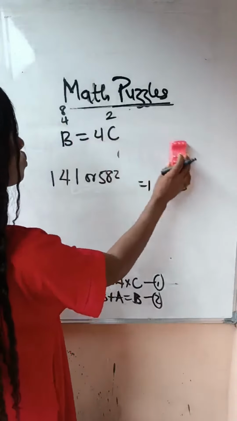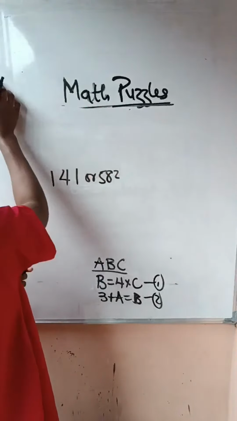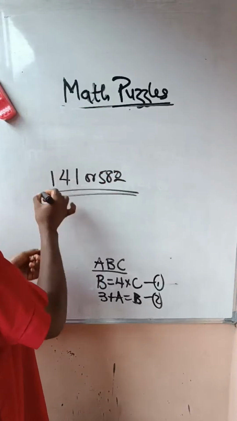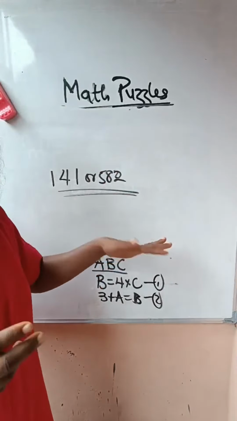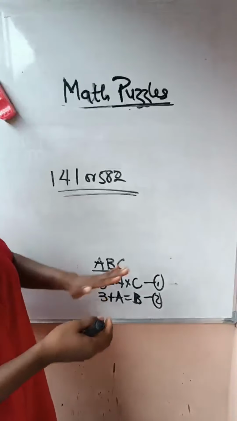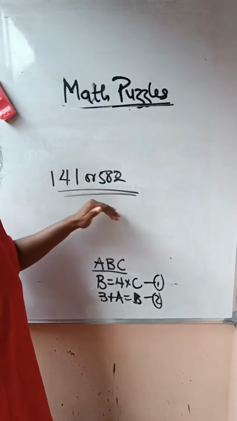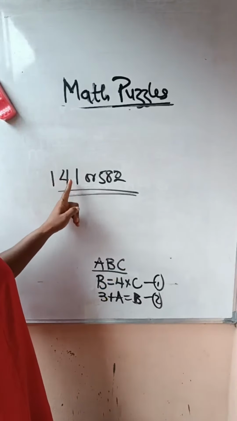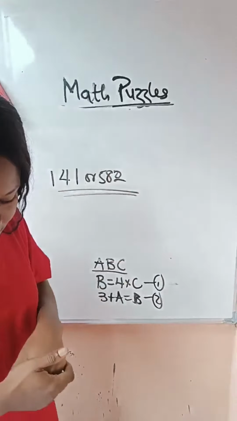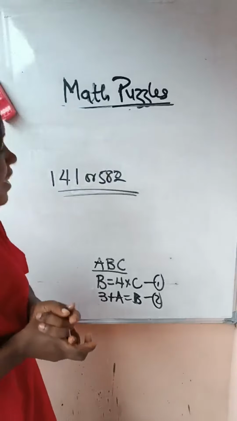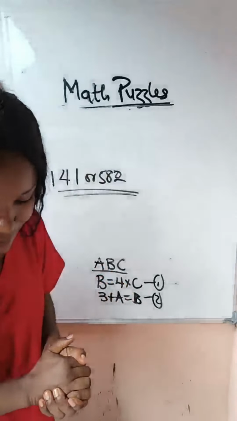And these are the 2 numbers that will satisfy those conditions that were written. These 2 numbers will satisfy them: 141 or 582. Okay, I hope this is clear.